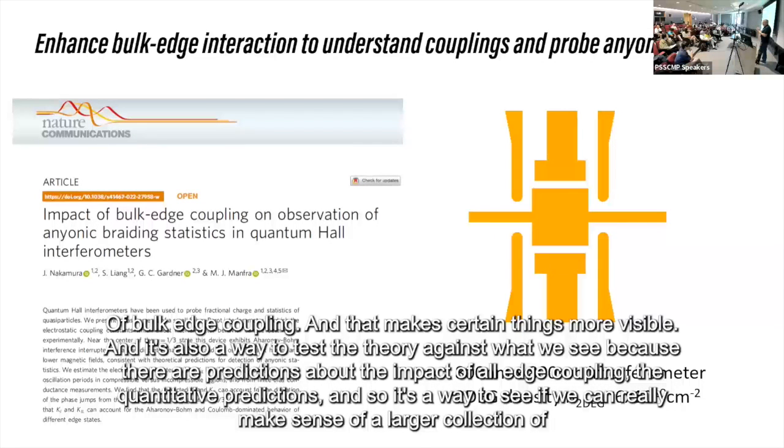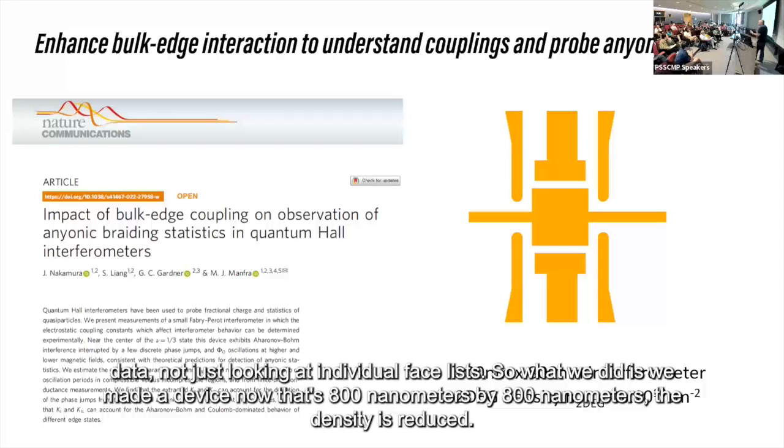And that makes certain things more visible, and it's also a way to test the theory against what we see, because there are predictions about the impact of bulk edge coupling, quantitative predictions, and so it's a way to see if we can really make sense of a larger collection of data, not just looking at individual phase splits. So what we did is we made a device now that's 800 nanometers by 800 nanometers.